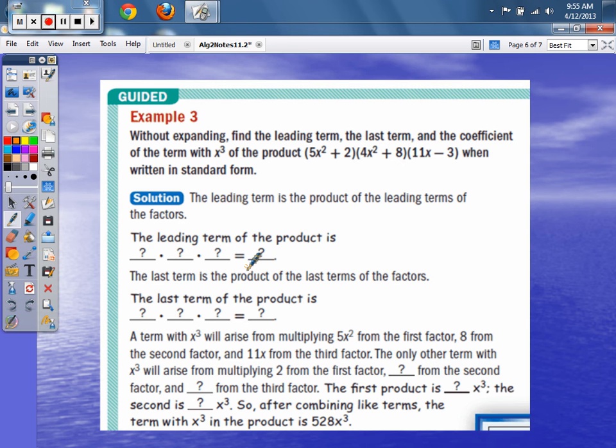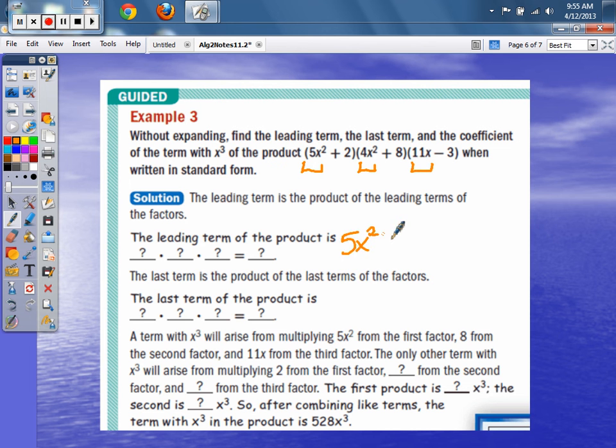This is what I hate. I'm really bad at these. It says without expanding, find the leading term, the last term, and the coefficient. Okay, first of all, the leading term is easy. To find the leading term, it'll be the highest exponent. So you're basically going to pick and choose the highest exponent out of each piece, because all 3 will eventually be multiplied, and we're going to multiply them all together.